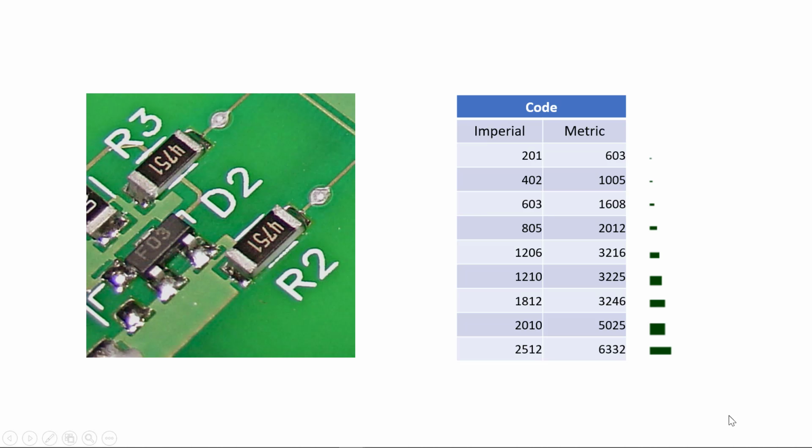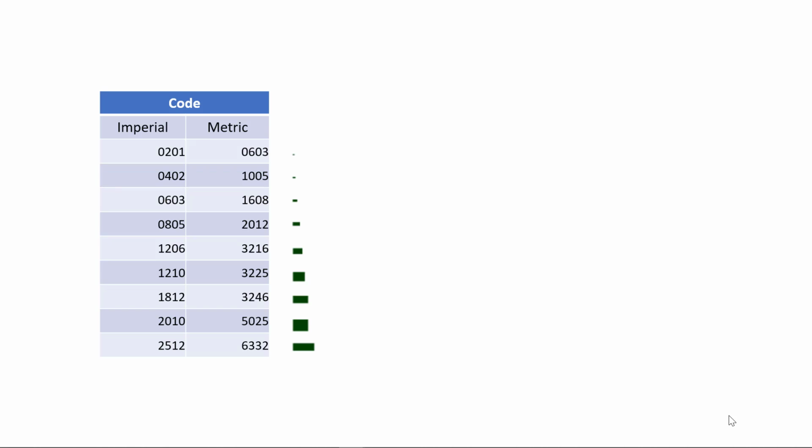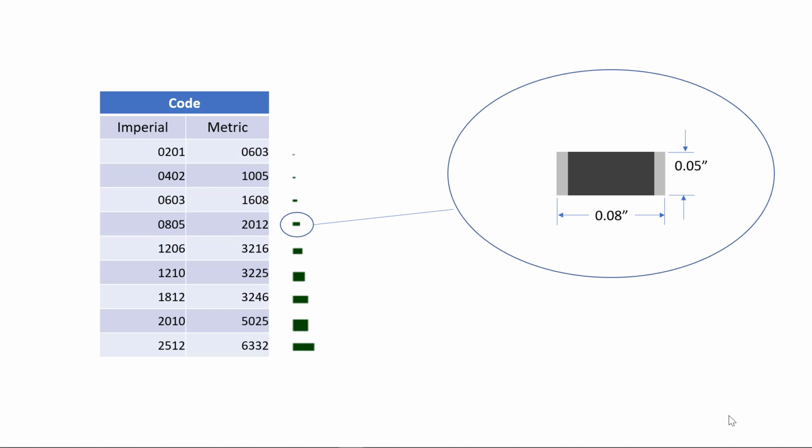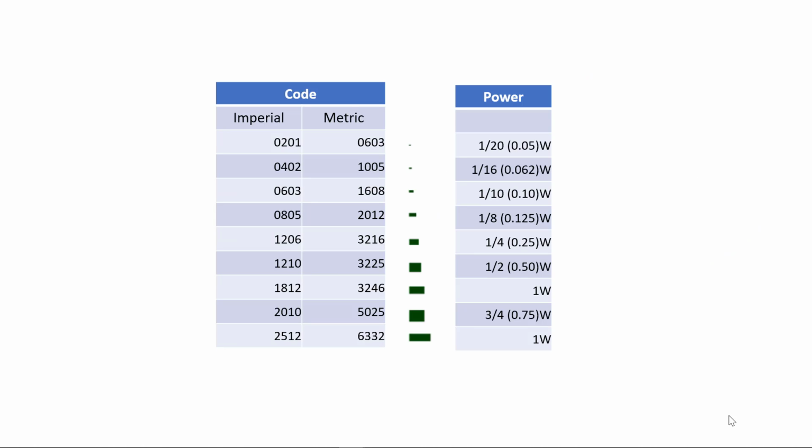Well, one reason is size. Making an electronic device as small as possible is a goal of many designers, and surface mount resistors meet this need. Surface mount resistors are available in metric and imperial sizes. The code describes the length and width in inches or millimeters, so an 0805 resistor is 0.08 inches by 0.05 inches. Using the metric code, this same resistor would be called a 2012, as the length is 2 millimeters by 1.2 millimeters. The power a resistor can dissipate is an important consideration.